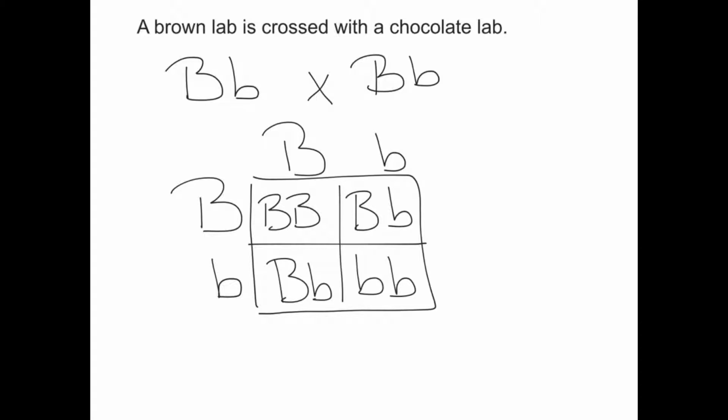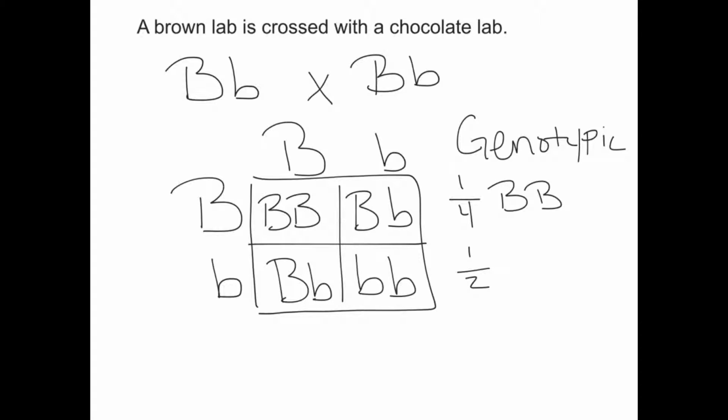Okay, so the question asks for both the genotypic ratio and the phenotypic ratio. So genotypic ratio is reading the genes. So what are the actual ratios of the letters in the Punnett square? So in this case, we have 1/4 of our babies are big B, big B, 1/2 of them are heterozygotes, big B, little b, and 1/4 of them are homozygous recessive.